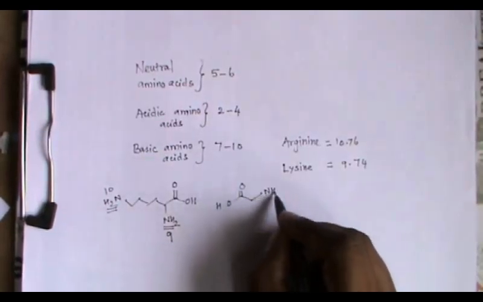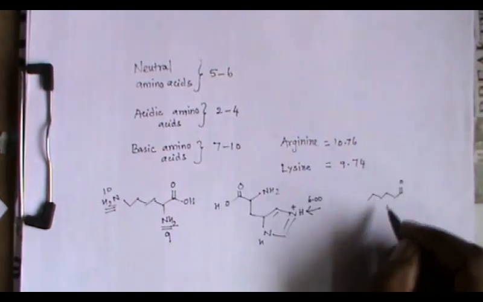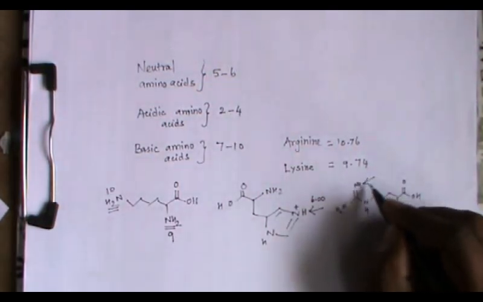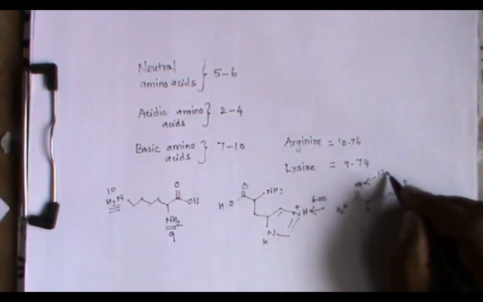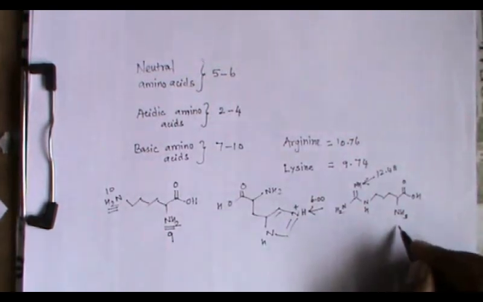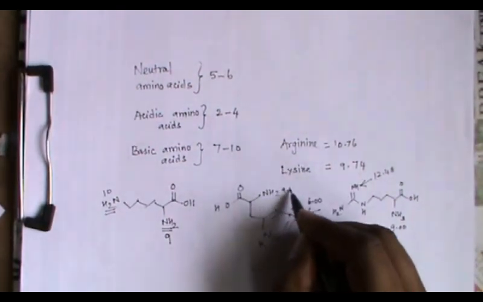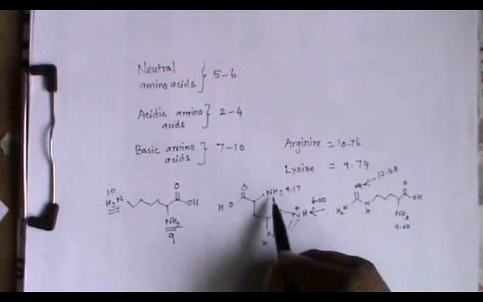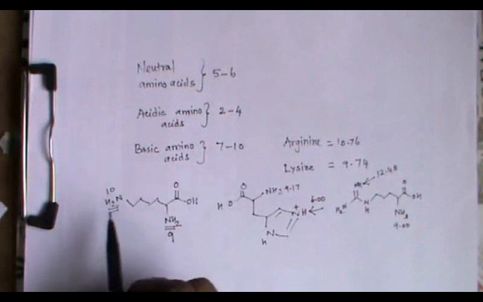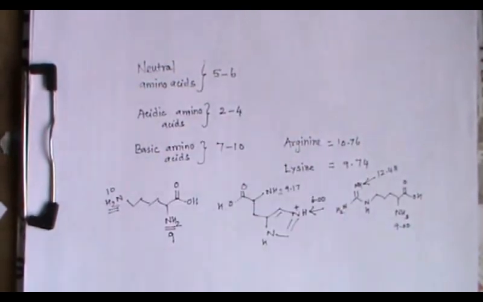In the case of histidine, this will be around 6. In this case, the pKa value of this will be around 12.48. For this NH3, it will be 9. In the case of histidine, here again 9.17. So this NH2 will have almost the same pKa value, that is around 9. But the pKa value of this NH3 and this NH, and here NH3 plus, is different.